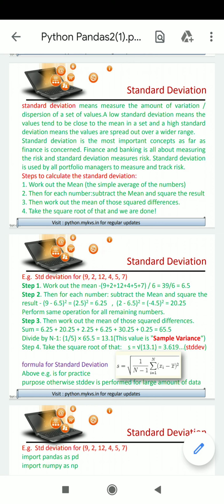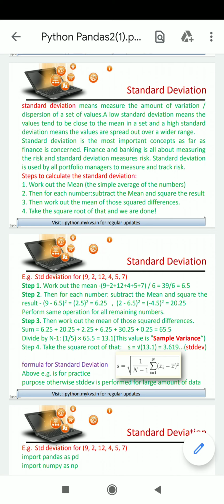But suppose we are having one value 1, another 99, next 1000, next 10,000, and next 50,000. This other example will have high standard deviation over a wider range. Now standard deviation is the most important concept as far as finance is concerned. Finance and banking is all about measuring the risk, and standard deviation measures risk.